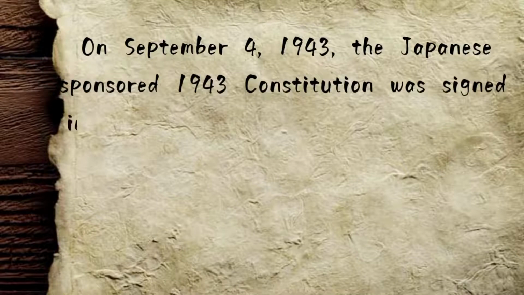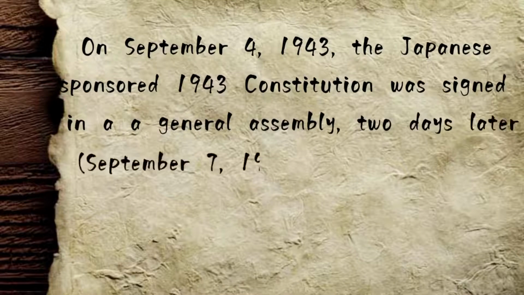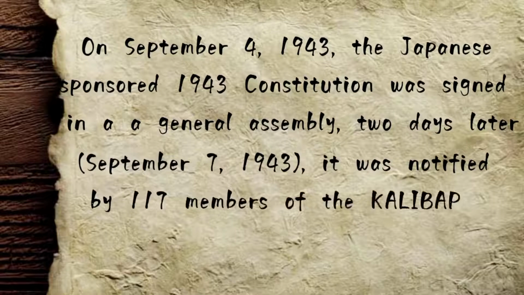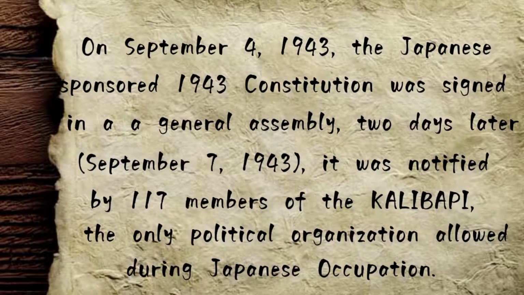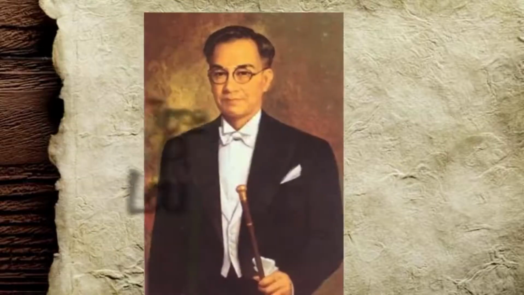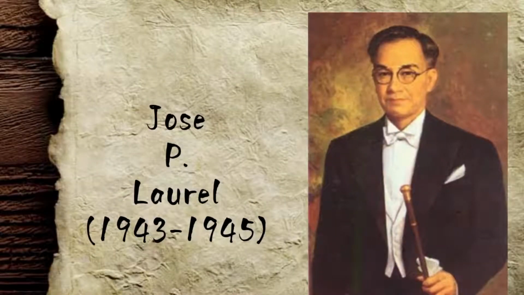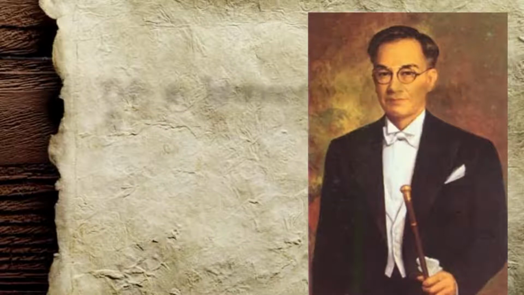On September 4, 1943, the Japanese-sponsored 1943 Constitution was signed in a General Assembly. 2 days later, it was ratified by 117 members of the Kapisanan sa Paglilingkod sa Bagong Pilipinas, the only political organization allowed during the Japanese occupation. Following this, on October 14, 1943, Jose P. Laurel was appointed as the president, hence the proclamation of the Second Republic.